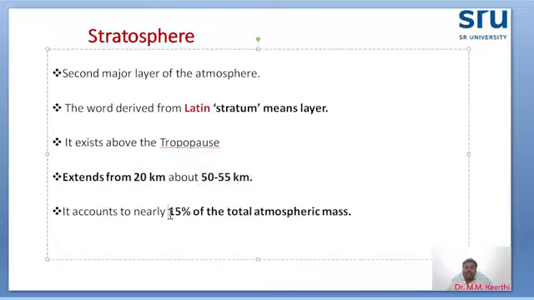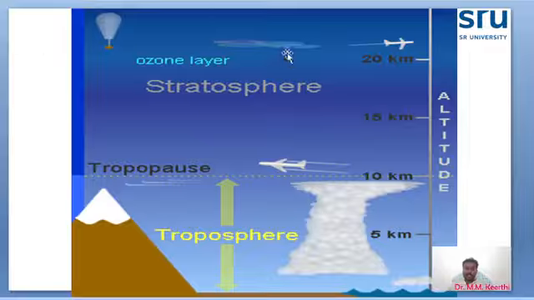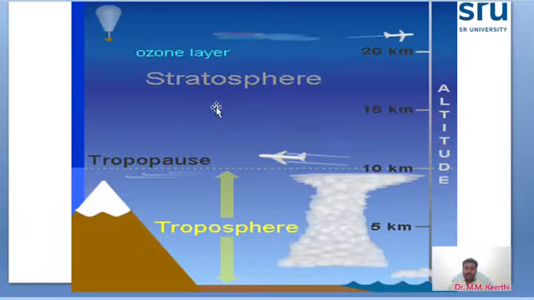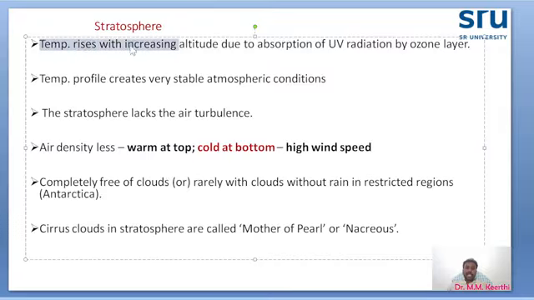So almost 15% of the total atmospheric mass is present in the region occupied by the stratosphere only. This region comes under the stratosphere. Here the temperature rises. Carefully listen. Temperature rises with increasing altitude. So as altitude increases, temperature also increases.